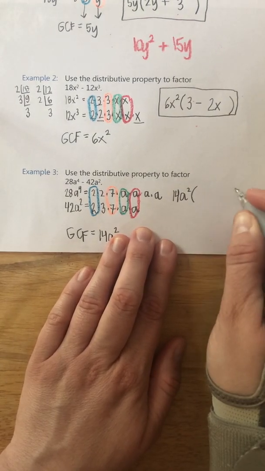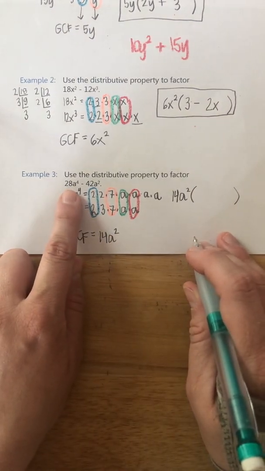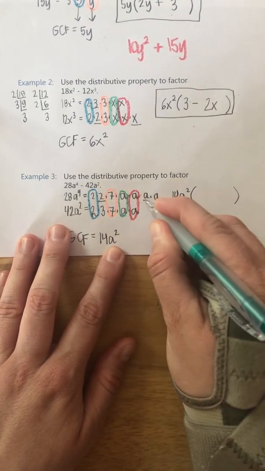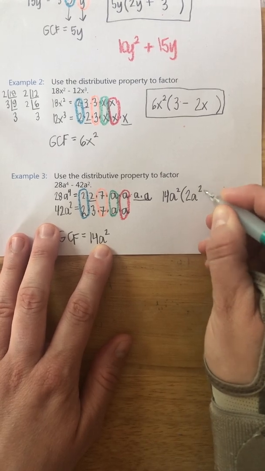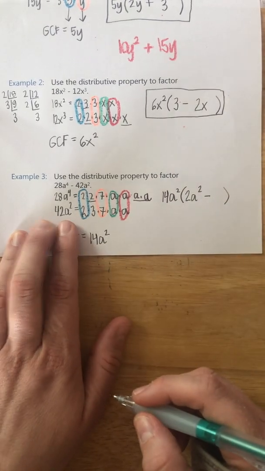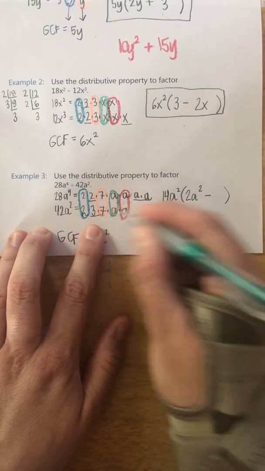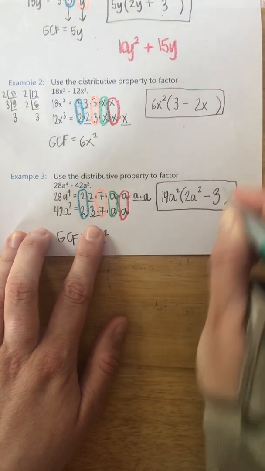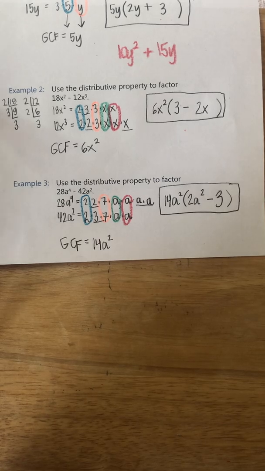Again, we're doing the distributive property backwards. So what's left when we take it out of 28a to the 4th? Well, we're left with a 2 and 2 a's. So that turns into 2a squared. Then we've got the minus sign. And then what's left when we take it out of 42a squared? All that's left is the 3. Again, you can distribute that back into it and see that it does work out appropriately.